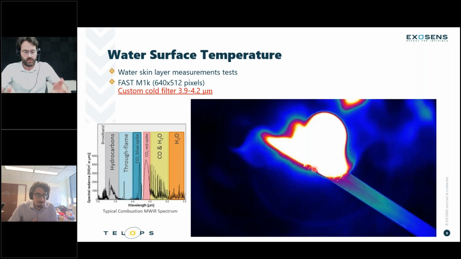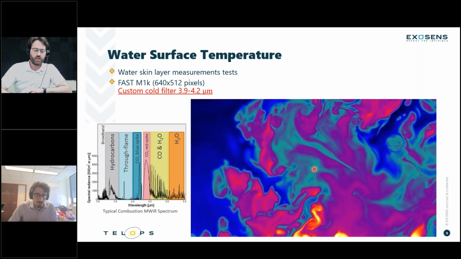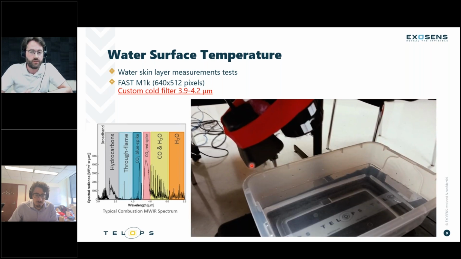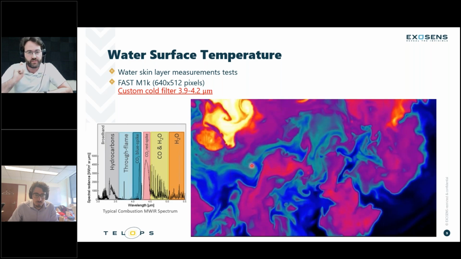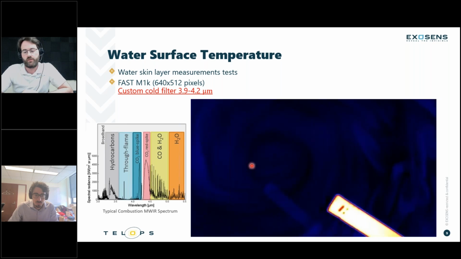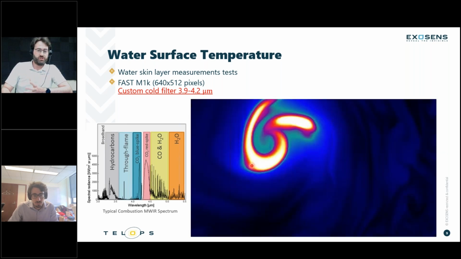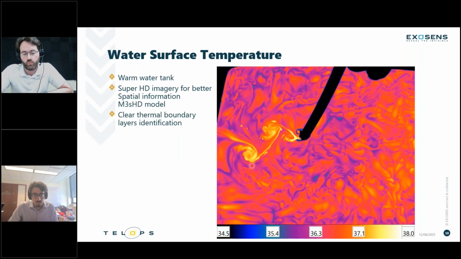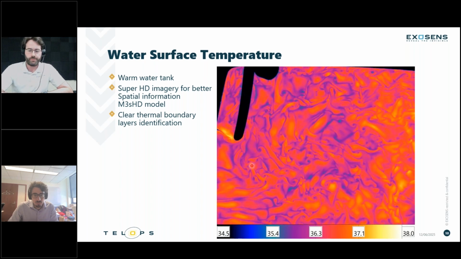So an interesting test, those were just the test measurements that were taken at Telops. A clear view of those vortices, of the difference in temperature on the surface of the water, regardless, even if it's a very small temperature difference, our cameras are able to differentiate those temperature gradients quite well. If we're trying to push that spatial resolution, we have the equivalent measurement here, but in a warm water tank with a Super HD system, sorry.